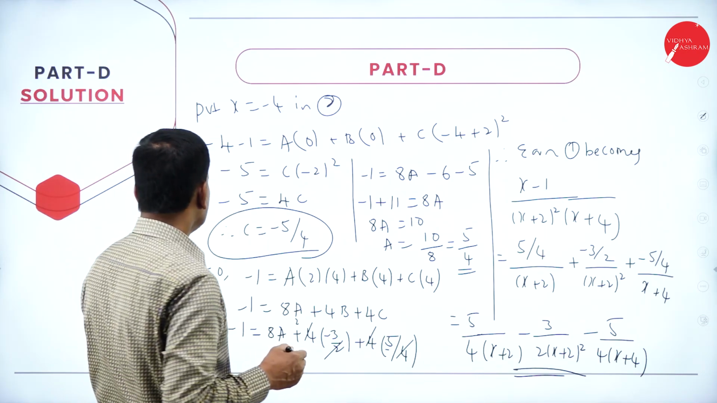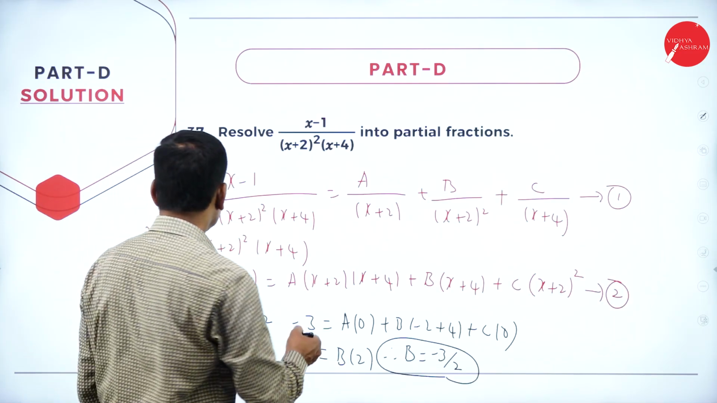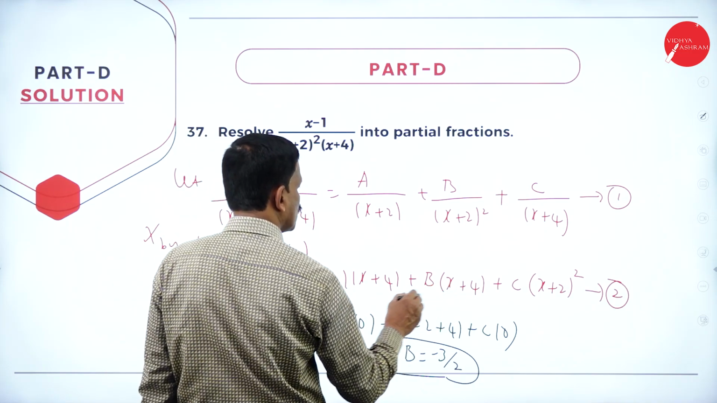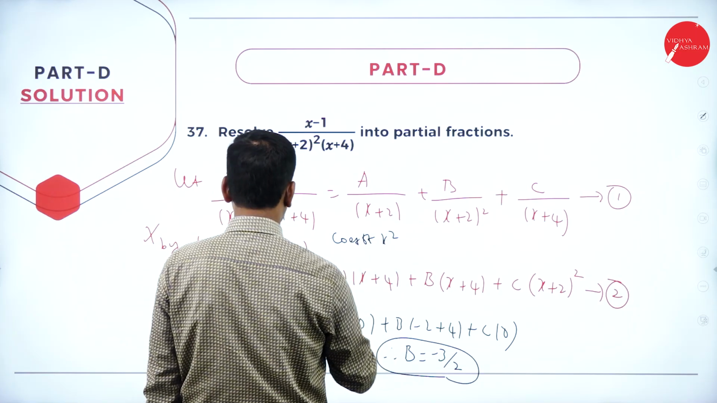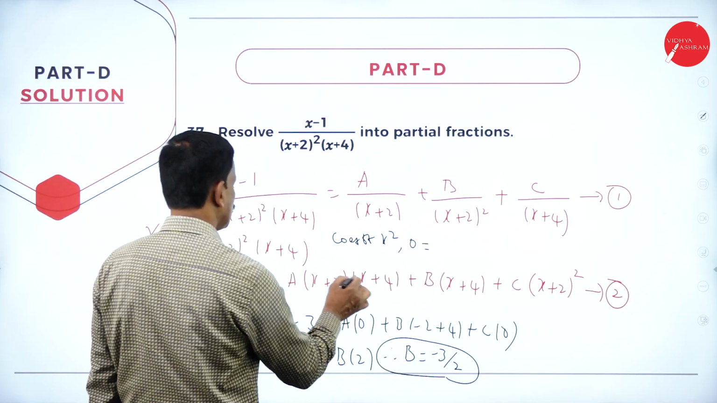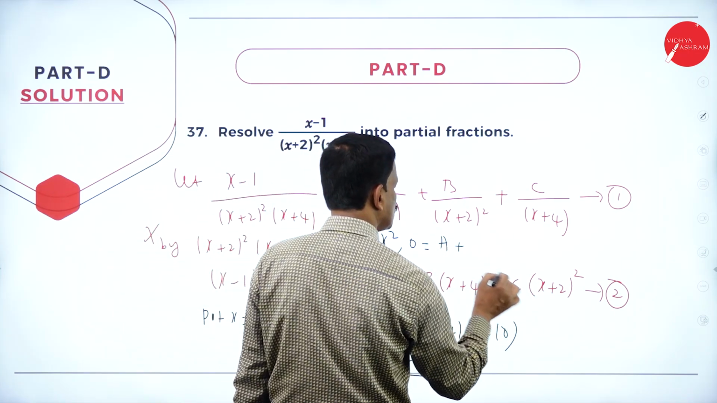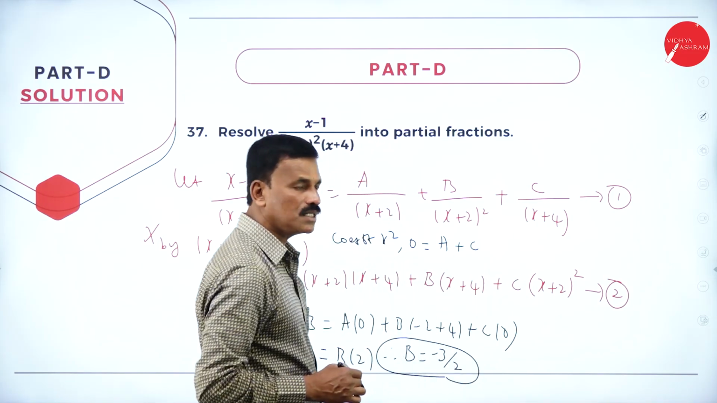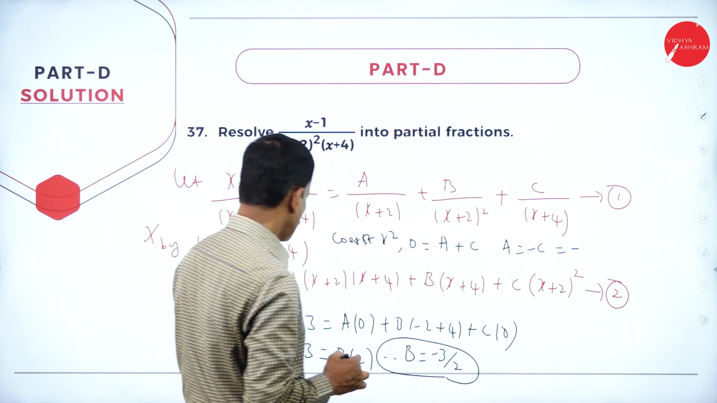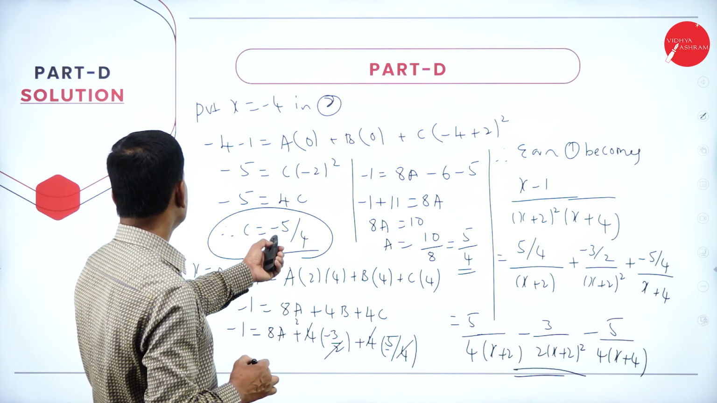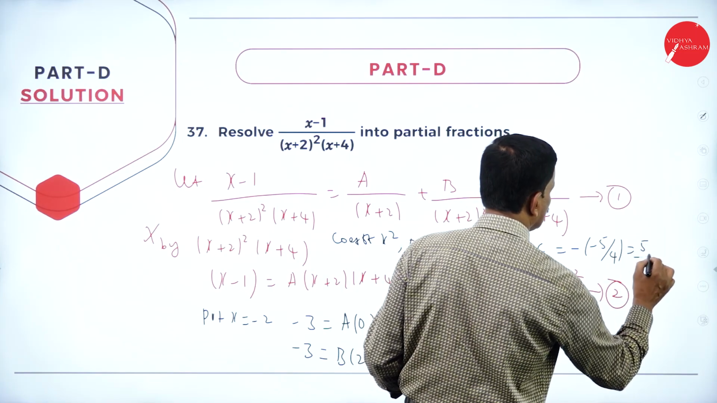Now, to get the value of a, you can put x is equal to 0, or you can take the coefficients of x square. Coefficient of x square: here it is 0, and if you multiply x into x it is x square, a, and again the coefficient of x square gives c. A plus c is equal to 0, therefore a is equal to minus c. What is c we got? C is equal to minus 5 by 4. So minus of minus 5 by 4 is equal to plus 5 by 4.